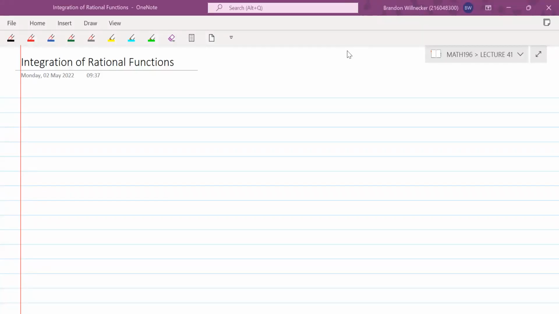Hi there. So today we're going to be doing a few more examples on the integration of rational functions. Okay, so I've got two examples here just to illustrate the process again.